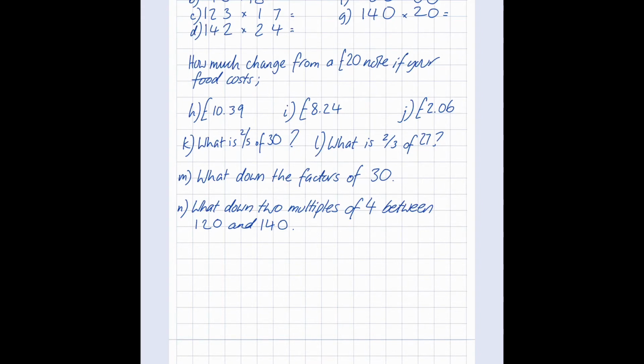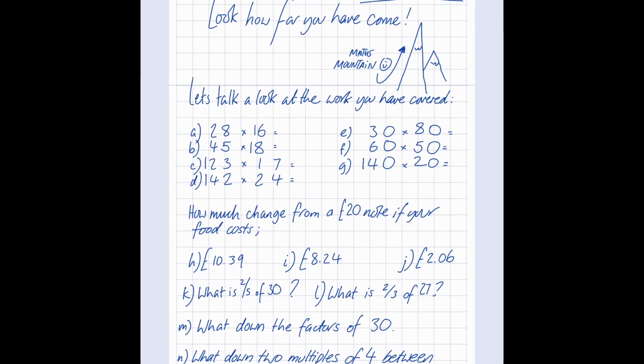And write down 2 multiples of 4 between 120 and 140. So the multiples of 4 are all the numbers that counting up in 4s lands on. 4, 8, 12, 16. Yep. You've got to write down 2 numbers that I land on if I count up in 4s between 120 and 140. So really good luck. Pause the screen now, press play when you're ready to go through the answers. Okay?